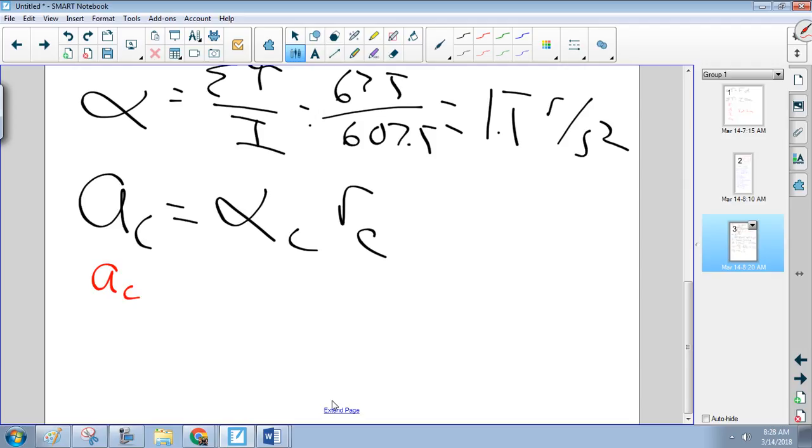All right, so here we go. So the acceleration of the cat is his angular acceleration, which is 1.1 radians per second squared. His radius is 1.2 meters. So what does that give you?